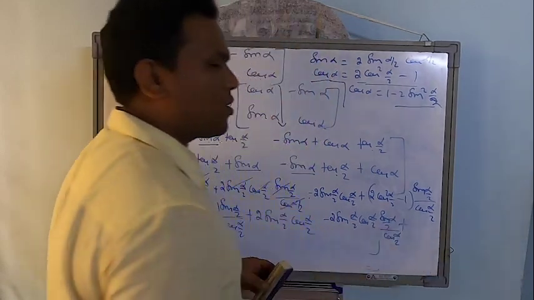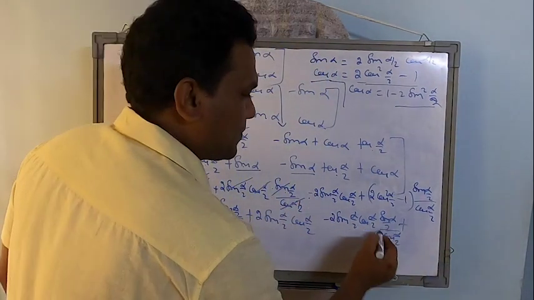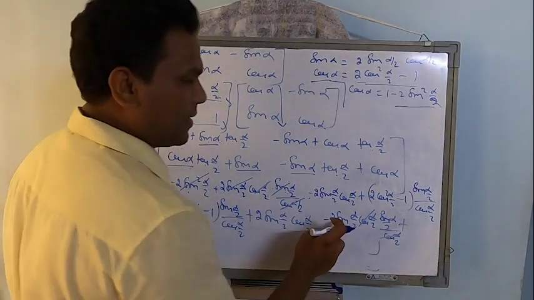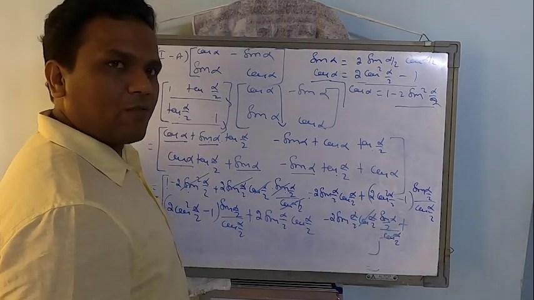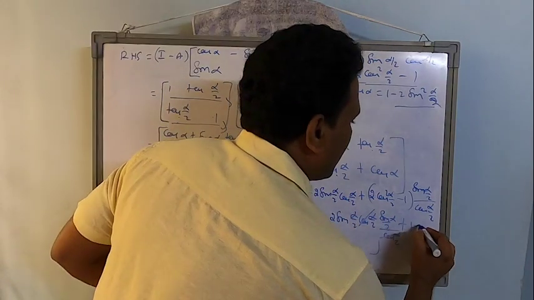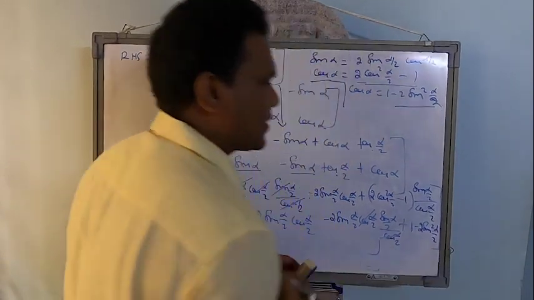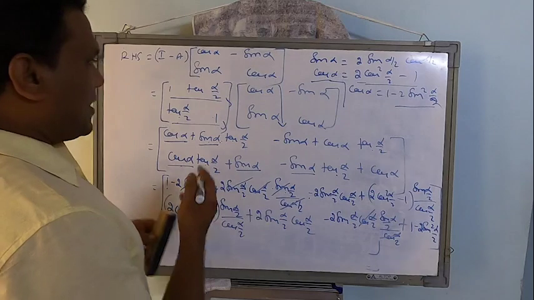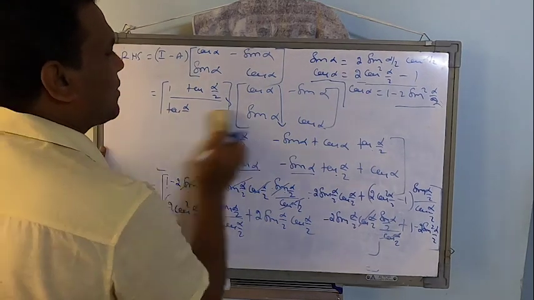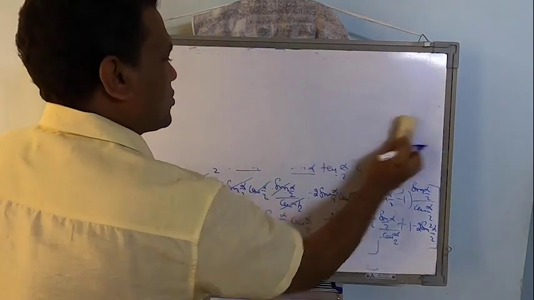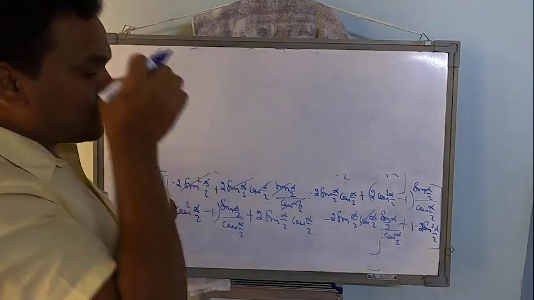That's fine, plus cos alpha. See what you notice here, these two get eliminated. What's the remaining? Minus 2 sin square alpha by 2, right? Now use cos alpha as 1 minus 2 sin square alpha by 2. Clear? Now definitely on simplifying, we will get the required answer. So it's just a matter of simplifying now.